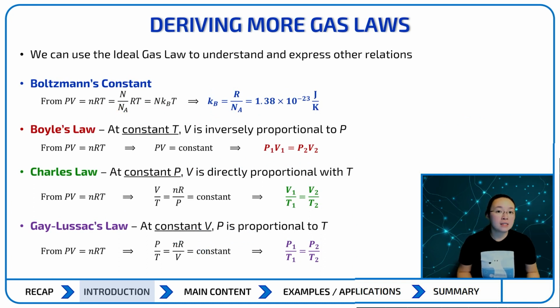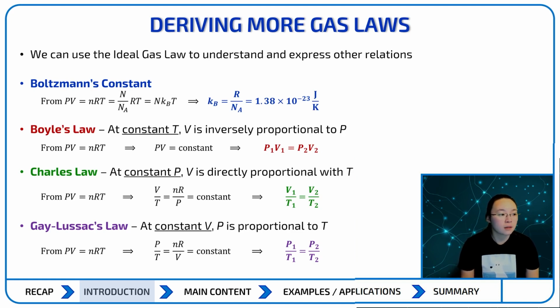So based on the ideal gas law, we're actually able to derive many other different laws from that. How can we do this? By making something constant. So the ideal gas law is PV equals nRT. We can create subsets of equations based on what is constant. If we assume that temperature is constant, we can create another equation.